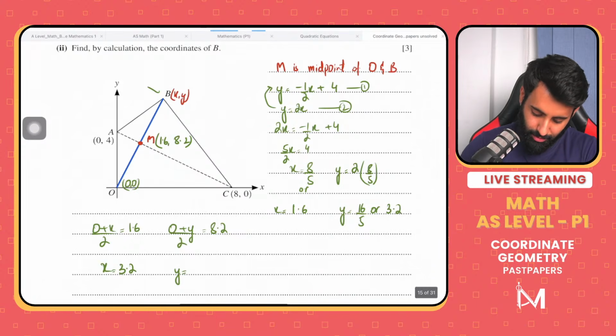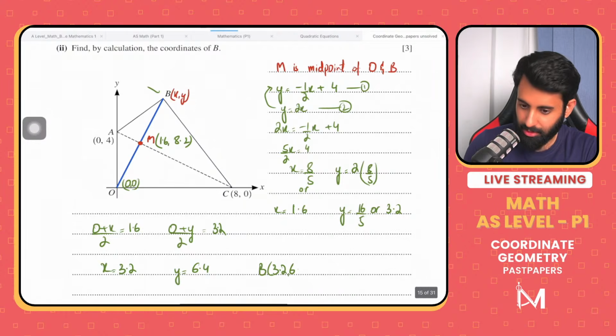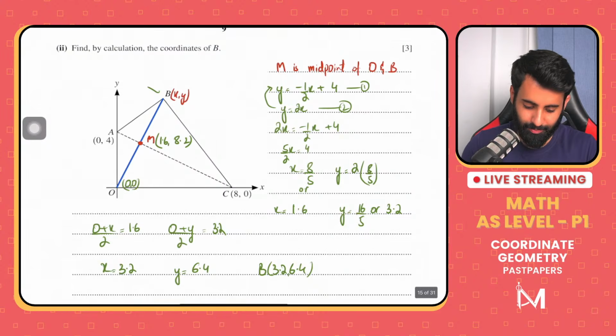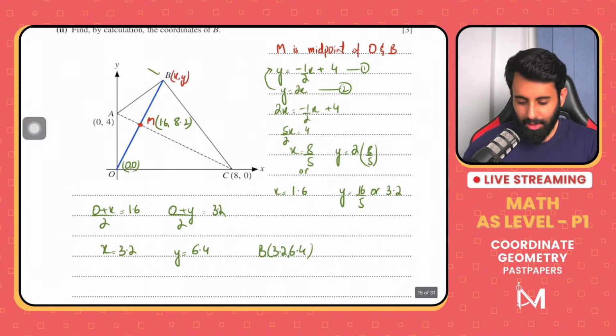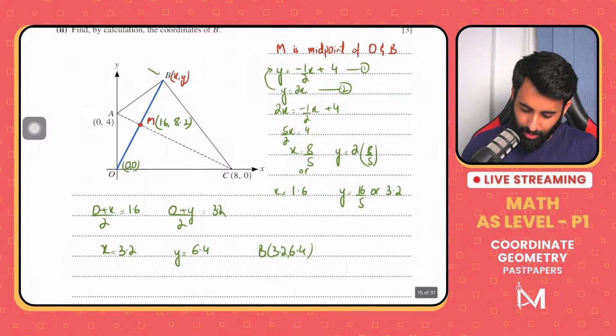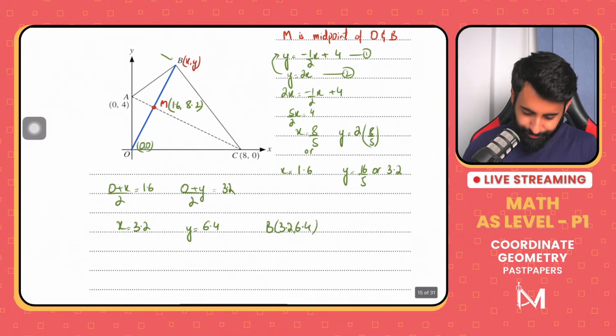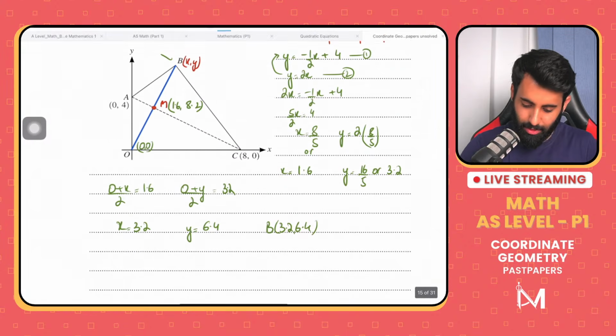So 3.2 times 2 is equal to 6.4. And there you go. We have the coordinates of B, 3.2, comma 6.4. And that's it. That's your answer. Now, there is another way to it. I will solve it using that method. So, basically, this is what we ended up with. Now I hope this is clear to everyone.